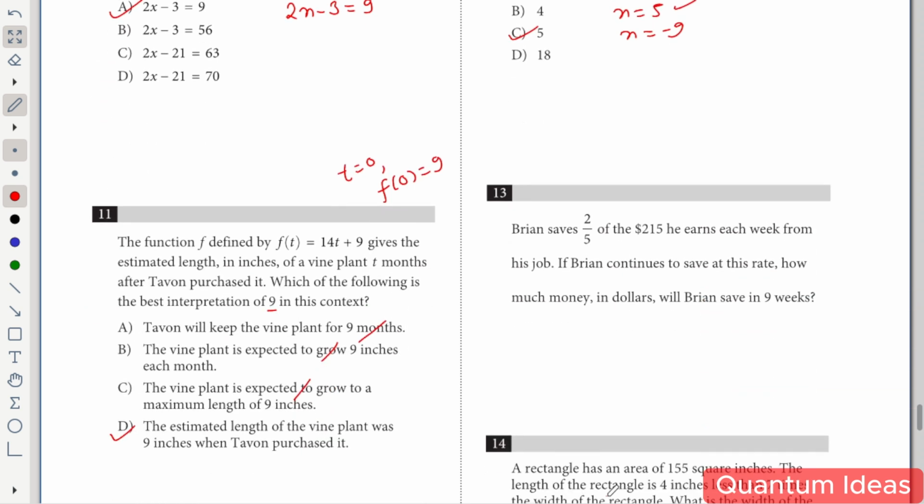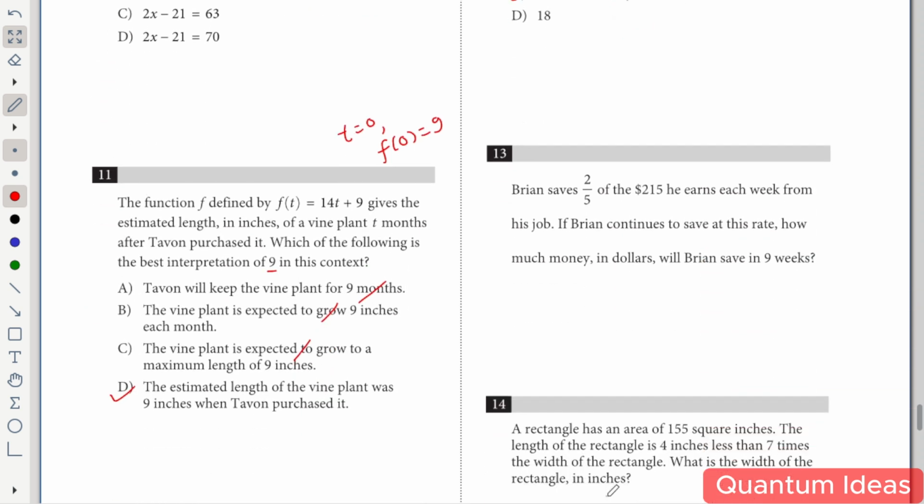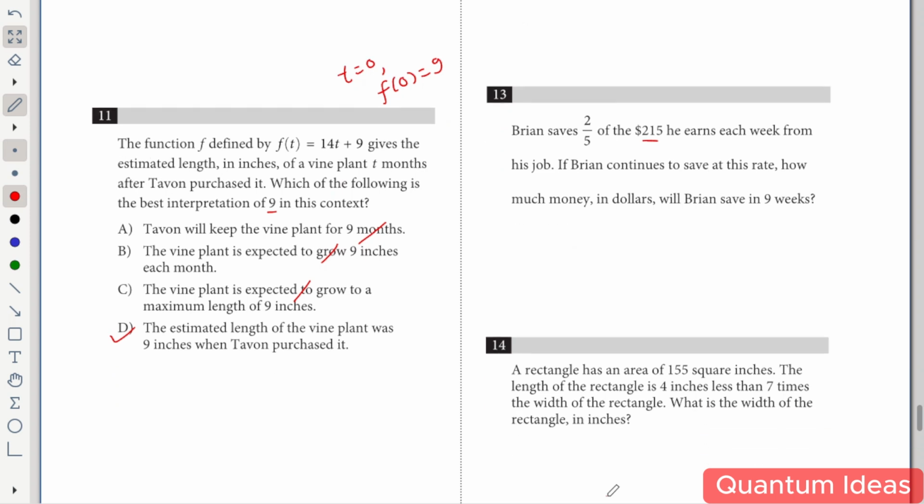Brian saves 2/5 of the $215 he earns each week. So each week he saves 2/5 of this money from his job. If Brian continues to save at this rate, how much money in dollars will Brian save in 9 weeks? So how much will he save in 9 weeks?